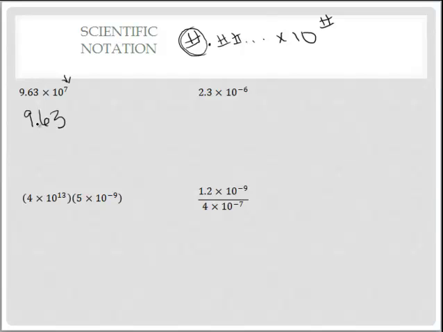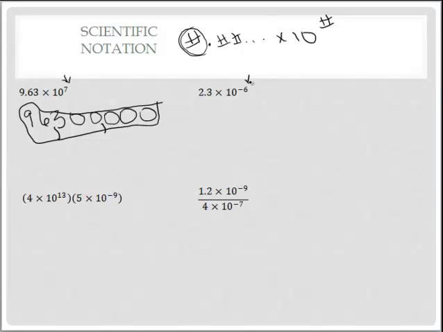So here's where it was, so that's 1, 2, 3, 4, 5, 6, 7. Go back and put in your commas, and this is in standard notation.